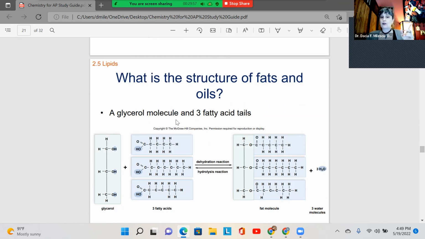Here it is: a glycerol molecule and 3 fatty acid tails. So if I ask you, what is the structure of fats and oils? You say, oh, I know, it's easy. 1 glycerol, this is what it looks like, and 3 fatty acids make up a fat molecule.